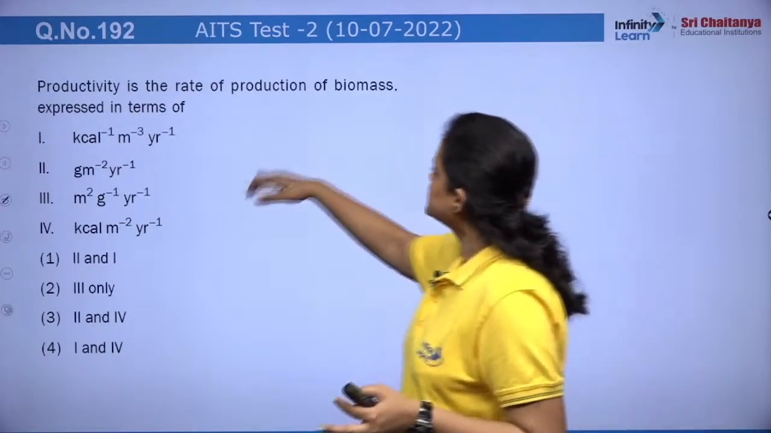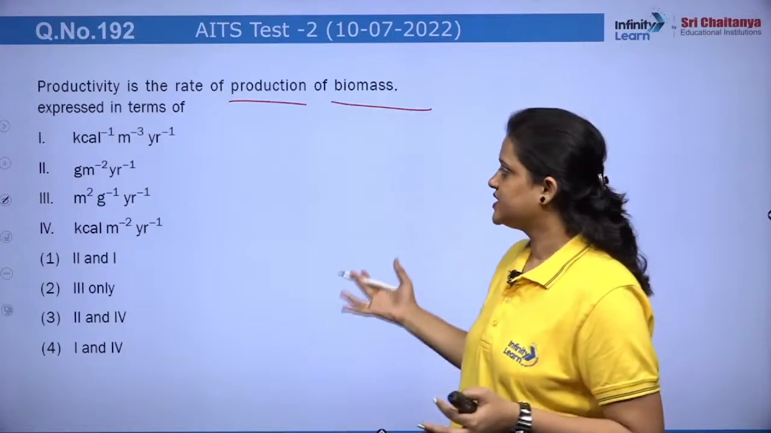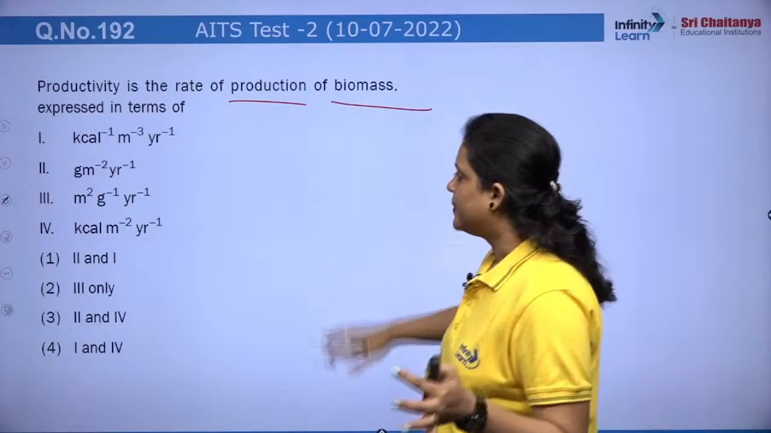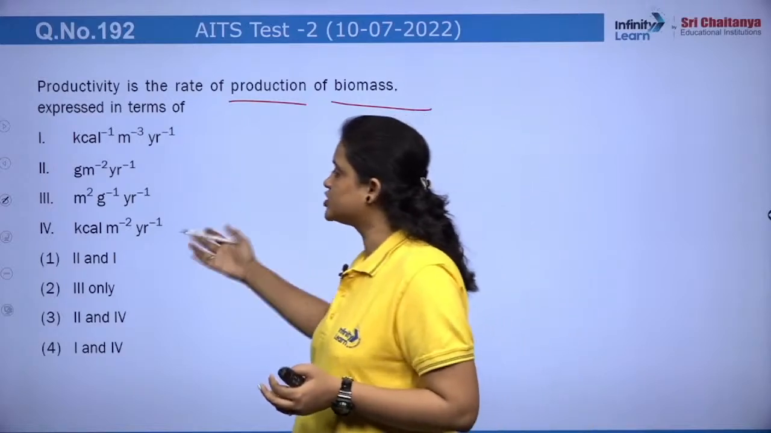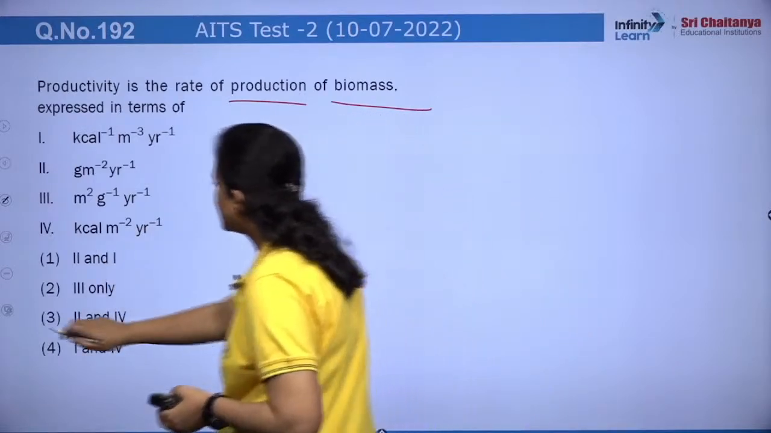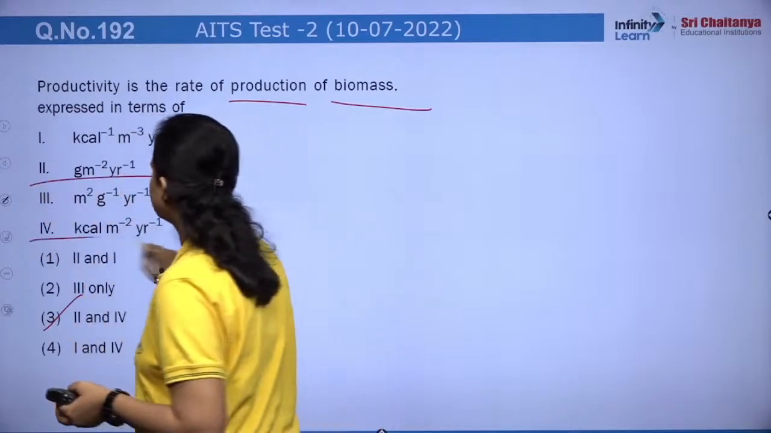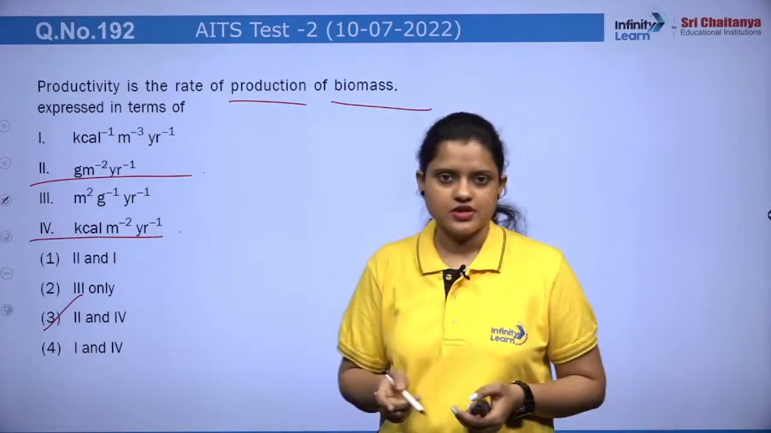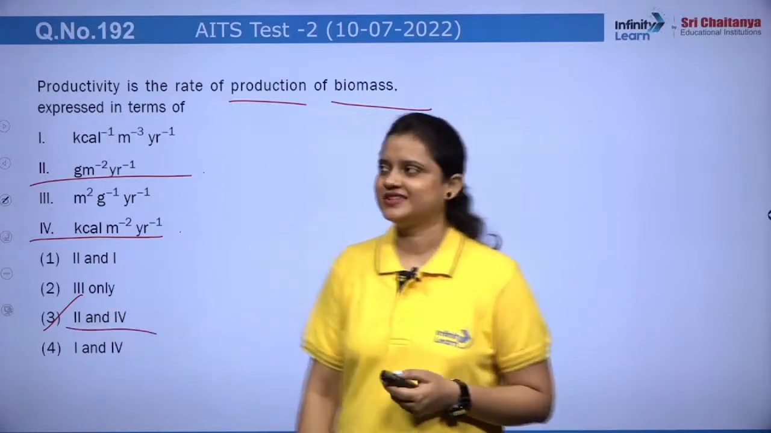Productivity is the rate of production of biomass expressed in the term of. Productivity is the amount of biomass produced by the individual per unit area per unit time. So it can be measured, and it can also be measured by the energy released. So it can be measured by gram per meter square per year, and also in the form of kilocalories per meter square per year. So the correct option here will be option 3, that is 2 and 4 both.